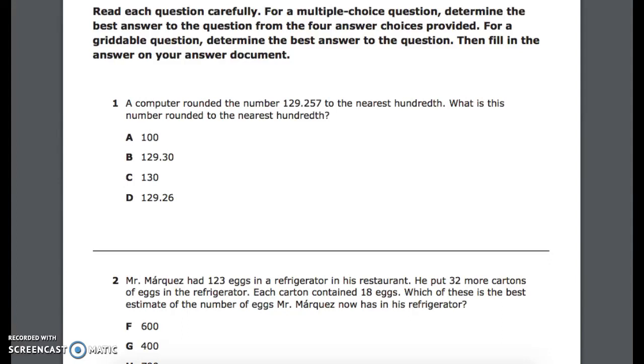Number 1. A computer rounded the number 129 and 257 thousandths to the nearest hundredth. What is the number rounded to the nearest hundredth? A. 100, B. 129 and 30 hundredths, C. 130, D. 129 and 26 hundredths.